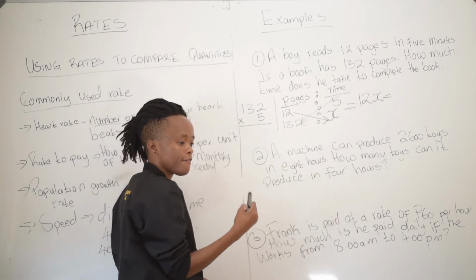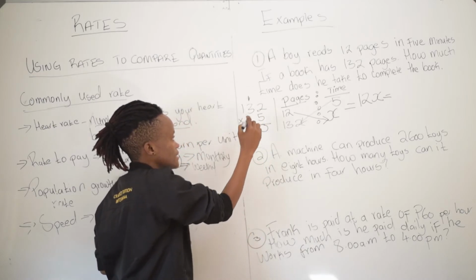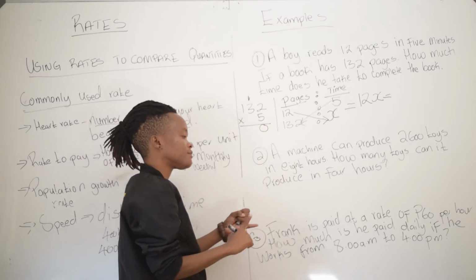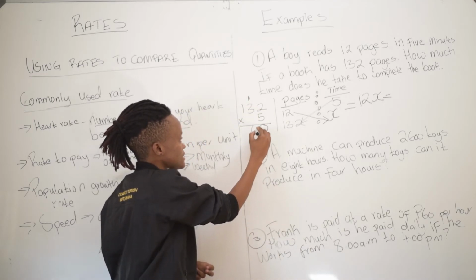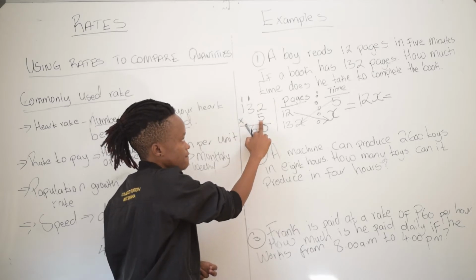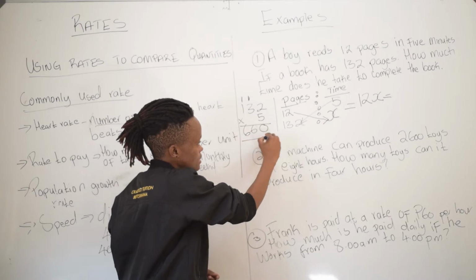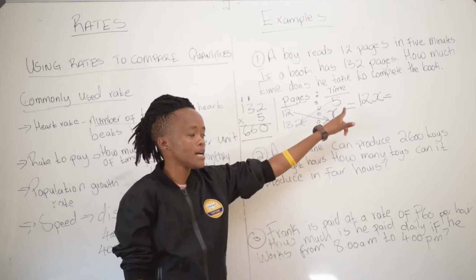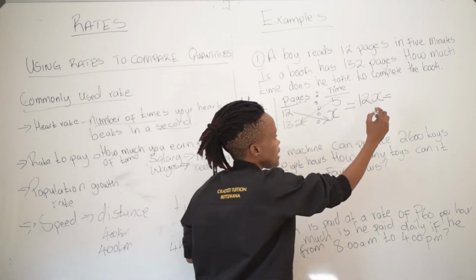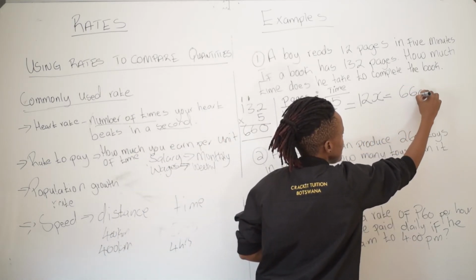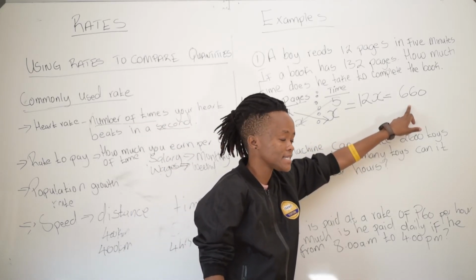5 times 2, that's 10. This is 0, carry 1. Then 5 times 3, that's 15, plus 1, it becomes 16. Carry 1. 5 times 1 is 5, plus 1 is 6. So 132 times 5 will give us 660. So we come here and write 660. So our answer is 12x is equal to 660.